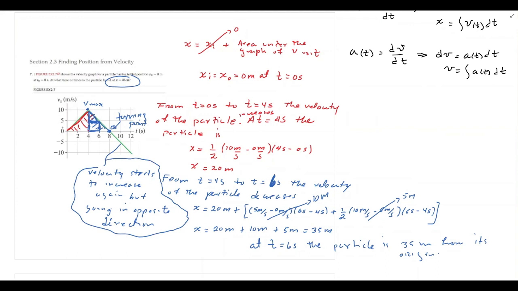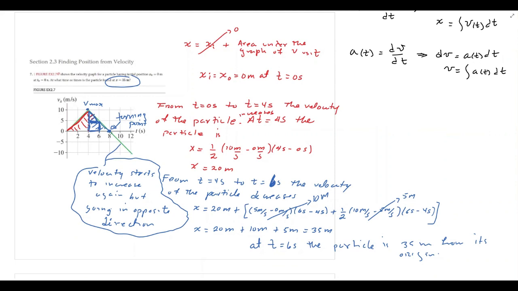Right? So from 0 to 4 the velocity is increasing. At t equals 4 seconds, my particle is 20 meters from the origin, and it reaches its highest velocity, its maximum velocity. After 4 seconds, the velocity starts decreasing, so that at t equals 8 seconds the velocity is 0. And then there is a change in the direction. So we have here a turning point.